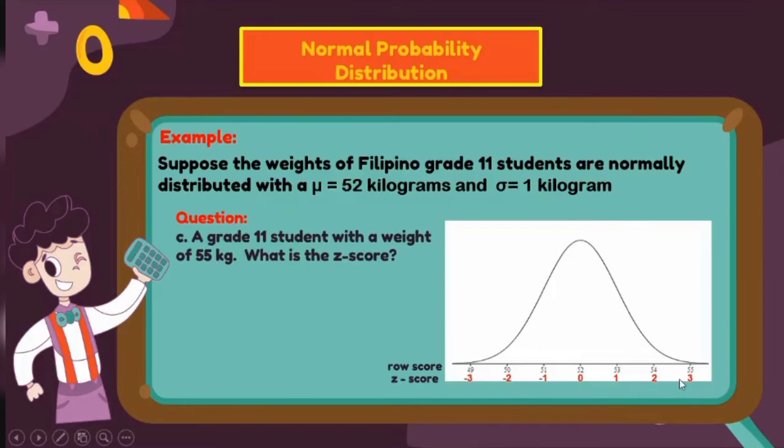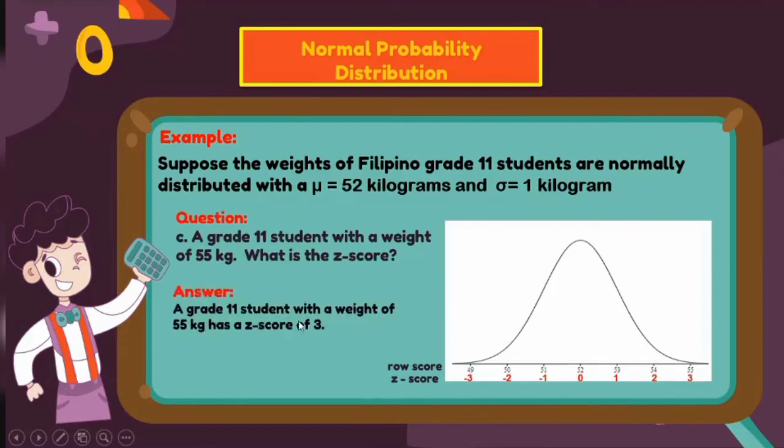So since it is positive, you're expecting that your data is greater than the mean since you have a positive z-score. Of course, if you are on the other side, if you have a negative z-score, you're expecting that your data is less than the mean. So for this given problem, for letter C, our answer is equal to 3.